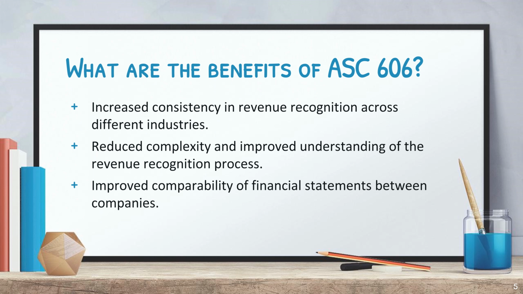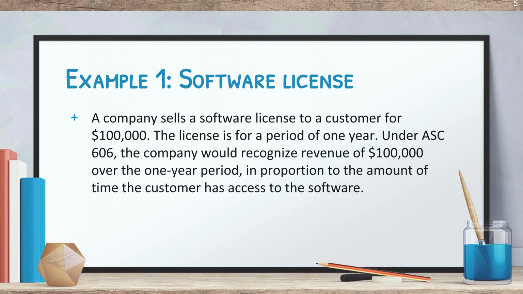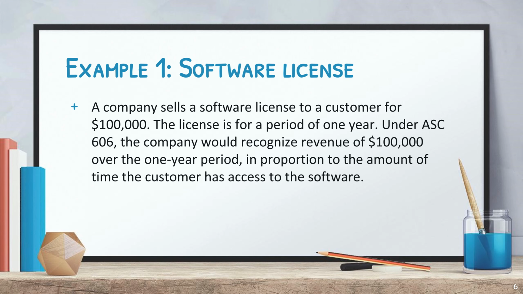The benefits of ASC 606 include increased consistency in revenue recognition across different industries, reduced complexity, improved understanding of the revenue recognition process, and improved comparability of financial statements between companies. Here are some examples to further explain ASC 606.